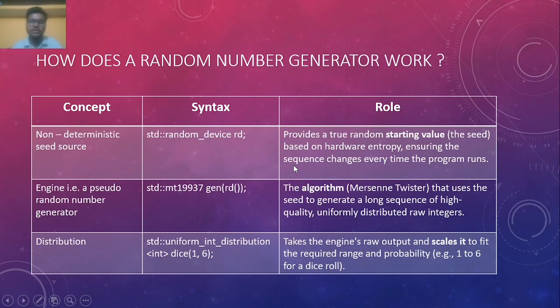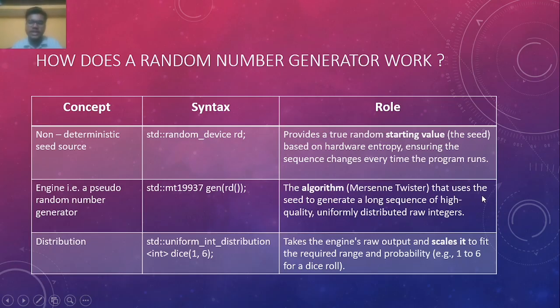Before we head into the code, there are some things that we should discuss first: how does a random number generator work? It works by including three components: an engine, that is a pseudo random number generator, a non-deterministic seed source, and a distribution. Let's talk first about the engine. The engine is an algorithm, here MT19937 or the Mersenne Twister. It uses the seed to generate a long sequence of high quality, uniformly distributed raw integers. So it gives us a very large sequence of numbers.